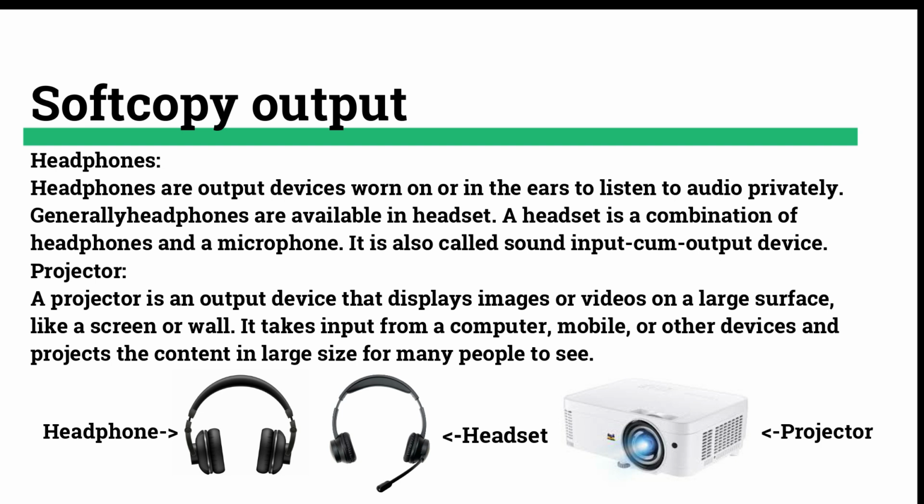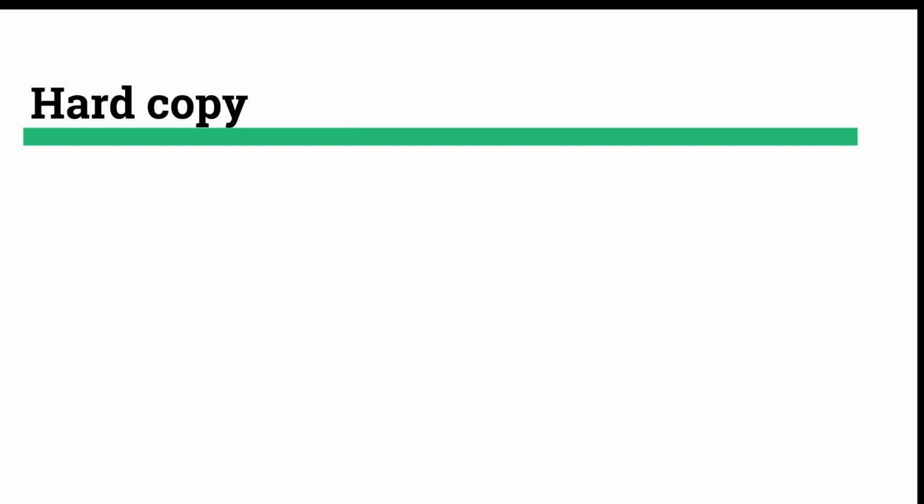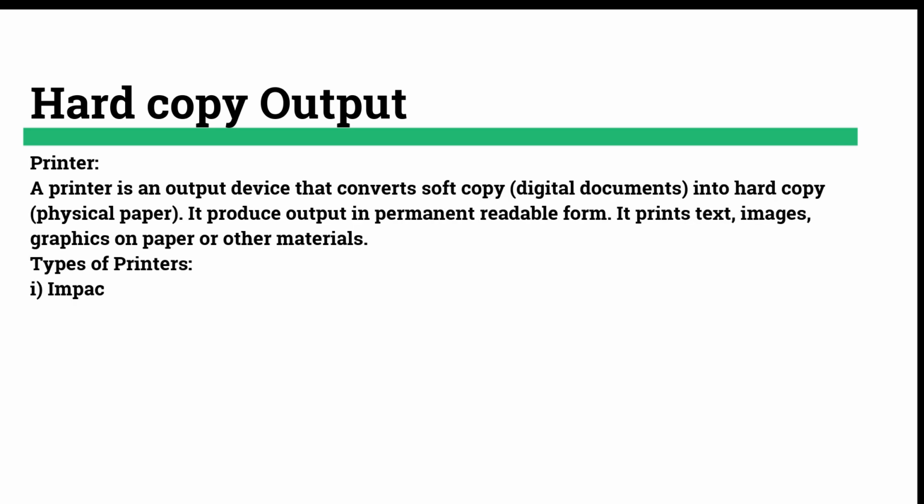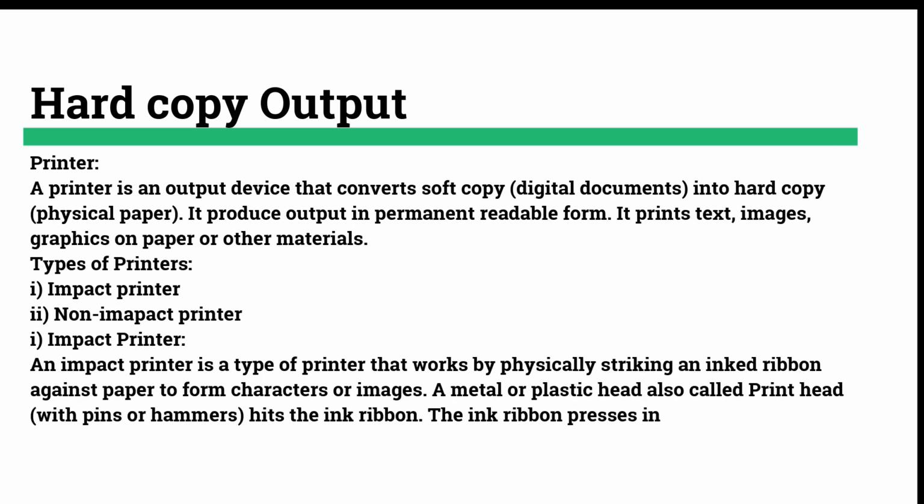Projector. A projector is an output device that displays images or videos on a large surface, like a screen or wall. It takes input from a computer, mobile, or other devices and projects the content in large size for many people to see. I have already defined the hard copy output. Now, I am going to explain its examples.